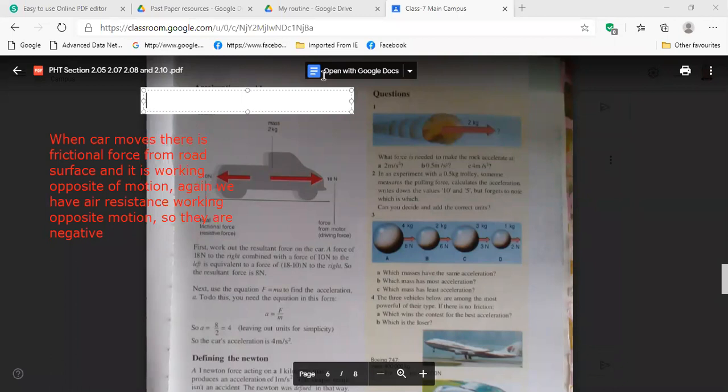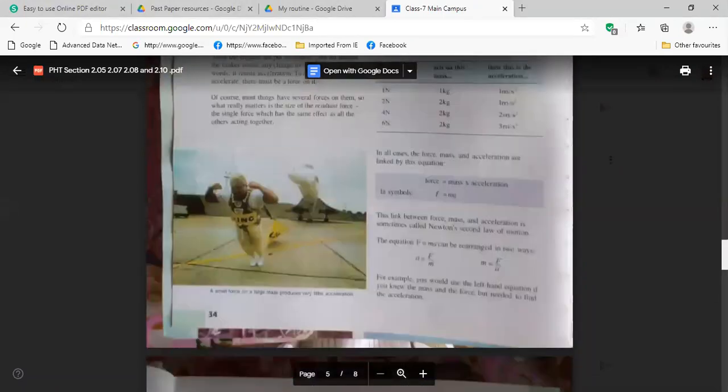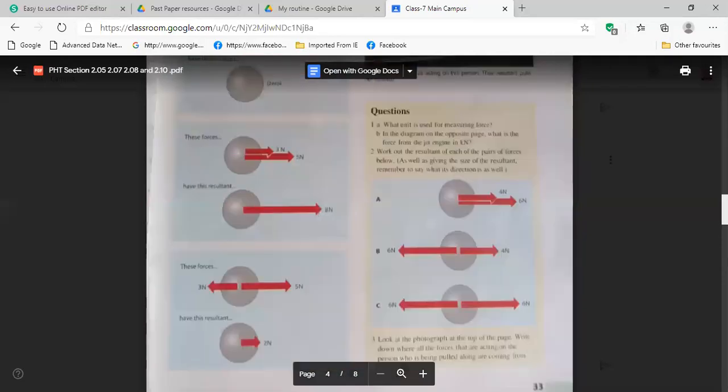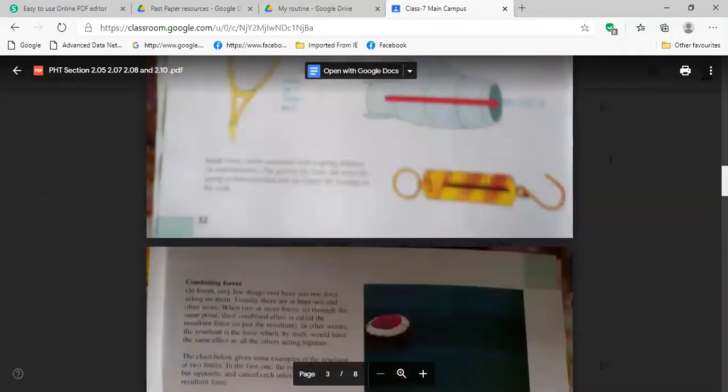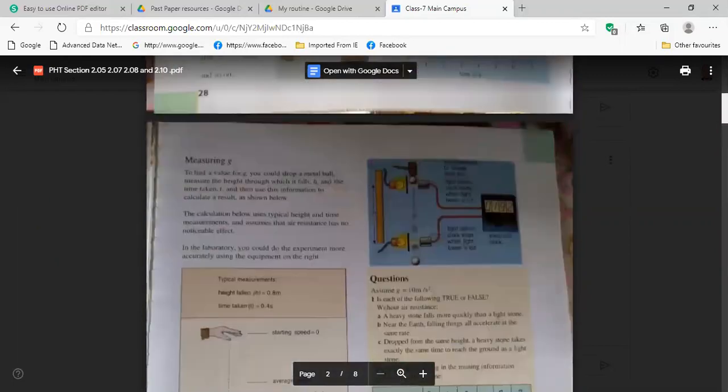Hello, students. 2.05 and 2.07, these two. We are going to have a test. So let's go with 2.05 first.